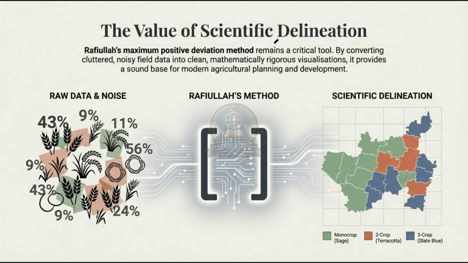The value of scientific delineation: Rafiullah's maximum positive deviation method remains a critical tool by converting cluttered and noisy field data into clean, mathematically rigorous visualizations. It provides a sound base for modern agricultural planning and development. Raw data and noise, Rafiullah's method is equal to scientific delineation.